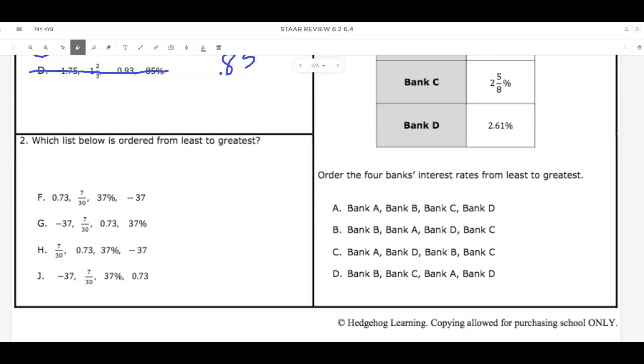This one, they switched us around to least to greatest. Okay, so once again, they threw a negative in there, so that has to be my least, because there's only one negative. If there was more than one negative, that changes everything. But one negative, so that has to be starting up, so I can get rid of that. Okay, 37% is the same as 0.37, like 37 cents. So that makes it easy to compare with the 7300ths. So, which one is least to greatest, G or J?